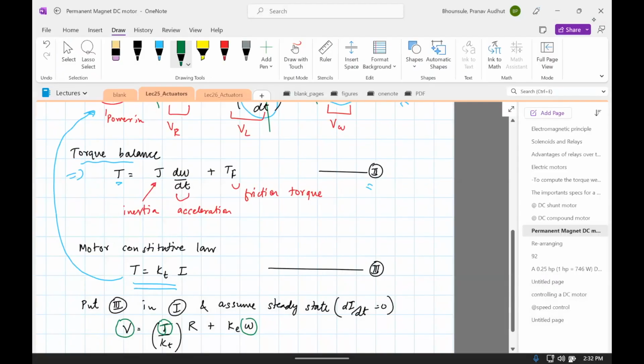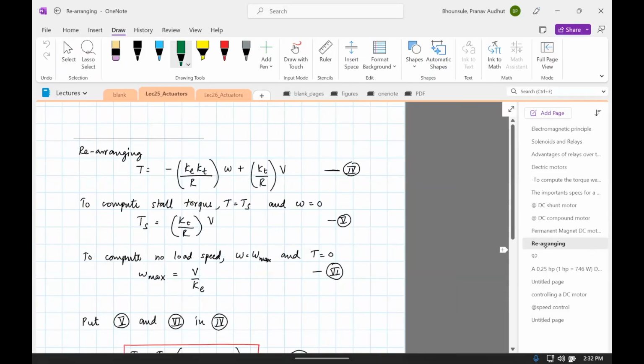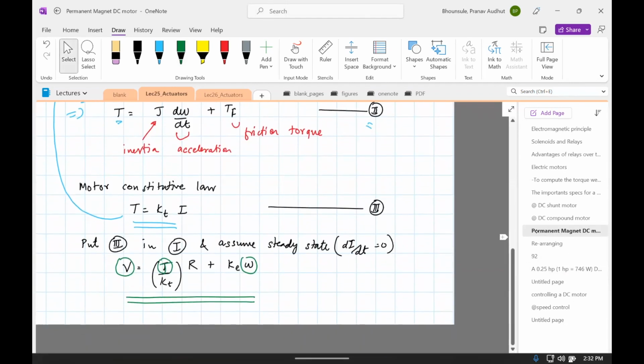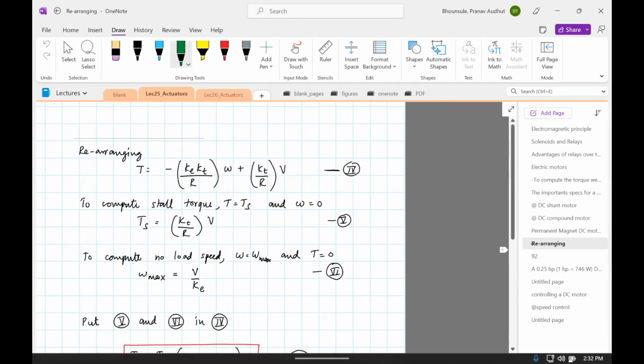With that equation, we can do some rearrangement. Here, instead of writing in terms of V, I wrote it in terms of torque, so just move the voltage to the other side. Now this expression is powerful because we can look at it and try to get the spec constants from the spec sheet. The spec sheet will give you a stall torque, the torque at which the speed is 0. So you simply put omega equals 0, and that gives you the stall torque.